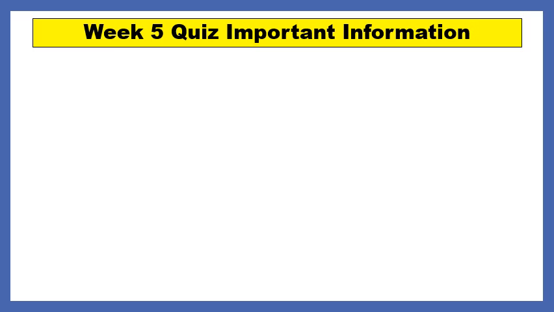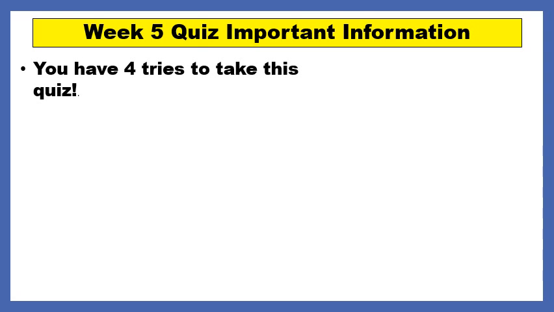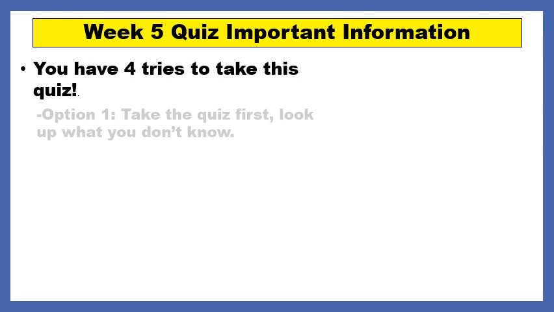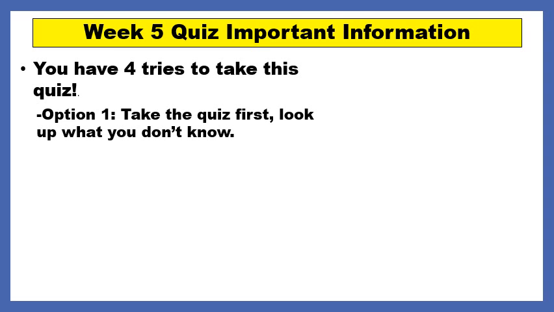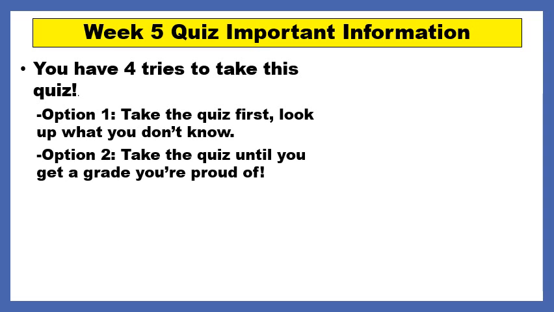Just some important information about this quiz. You have 4 tries to take this quiz. So what can you do with those 4 tries? Well, you can do option 1. You can take the quiz, see what you know, see what you don't know, look up what you don't know, or you can continue to take the quiz until you get a grade that you're proud of. But just know, if you're on try 4 and you get, I don't know, 7 out of 12, unfortunately that's it for your tries and we'll take the highest grade out of those 4 tries.